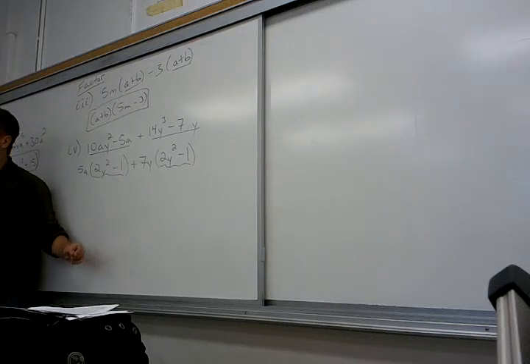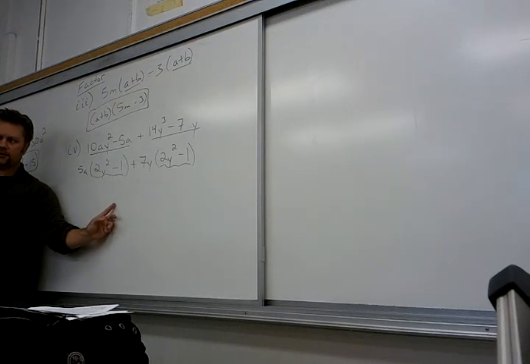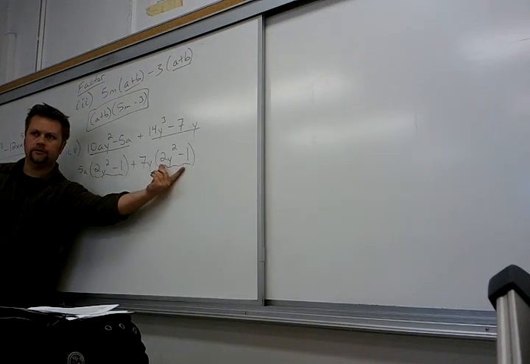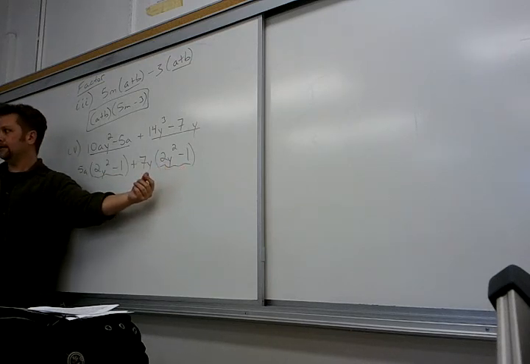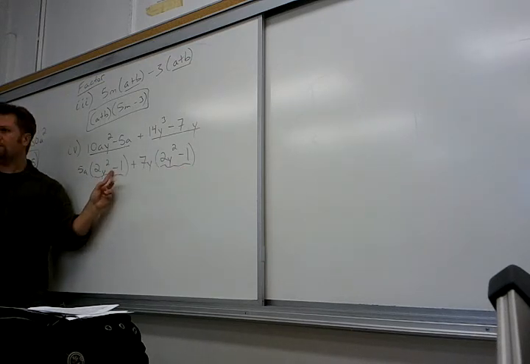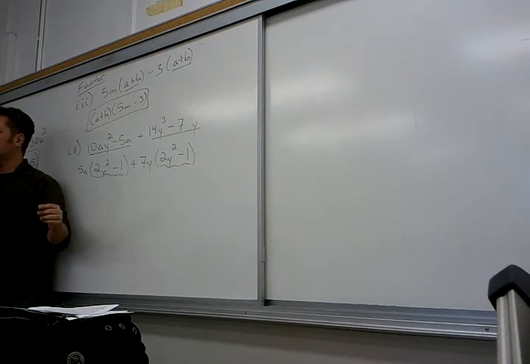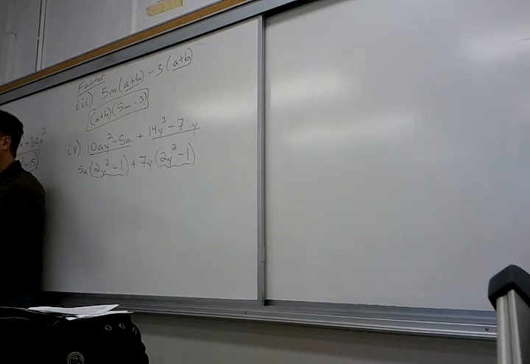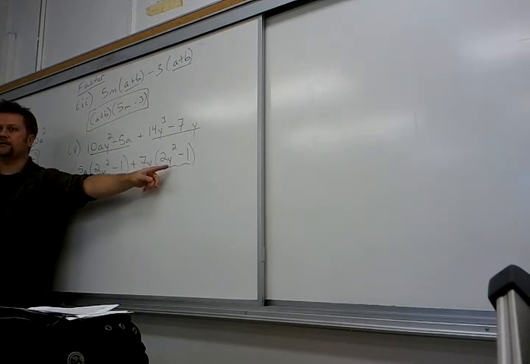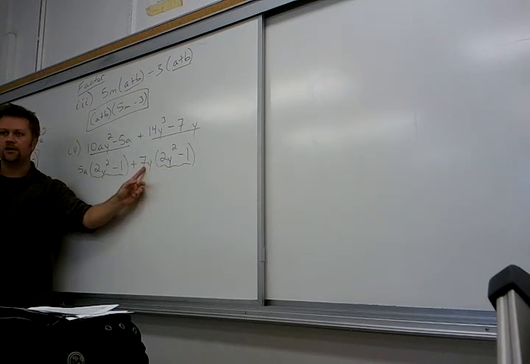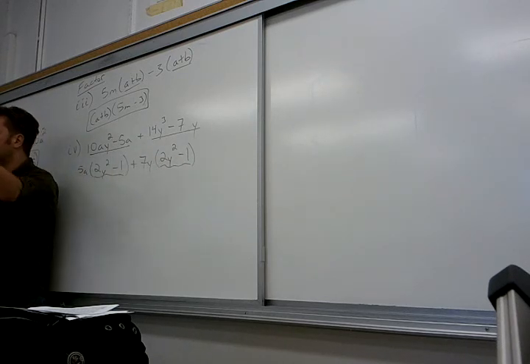Now, whenever you do a grouping problem, you cannot go to the next step unless these two are the same. If that's not the same as that, you've made a mistake. Or else it's just not factorable. Most of the time, it means you have made a mistake. Maybe you didn't take enough out. Maybe you didn't take a negative out. Maybe the signs are off.